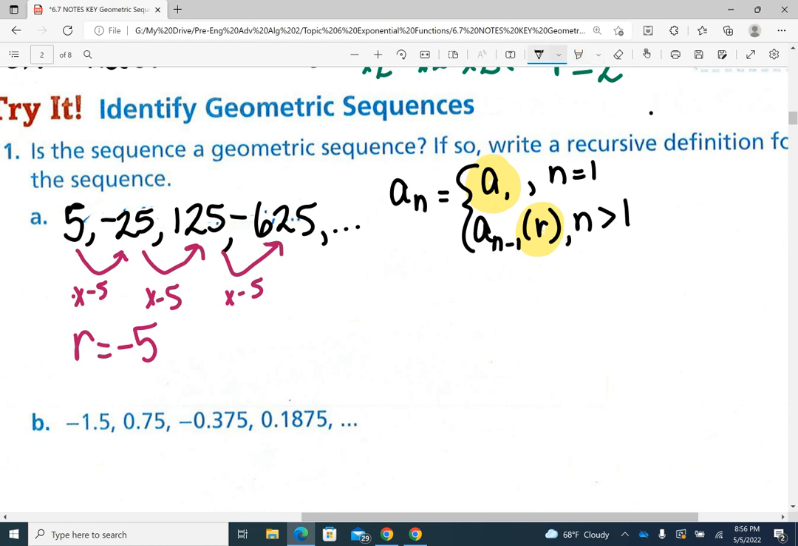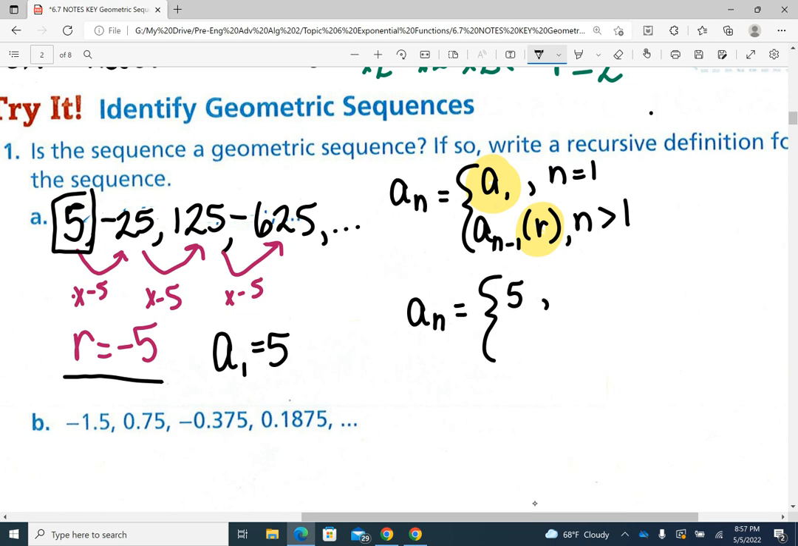So I need to go to my sequence. We already determined that r equals negative 5 because we multiplied by negative 5 to get to each term. Now I need to figure out my first term, a sub 1. That's the very first number given in the sequence, so my first term is 5. So when I write my formula for the recursive definition, it's going to be 5 if n equals 1, and my second line, a sub n minus 1 times the common ratio, negative 5, if n is greater than 1.